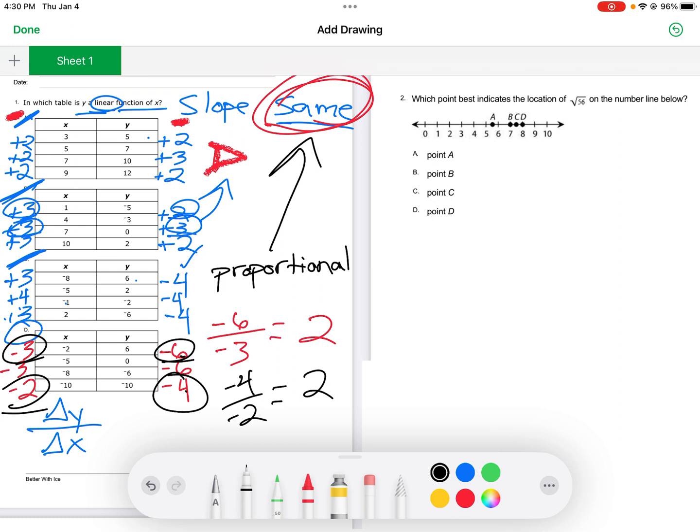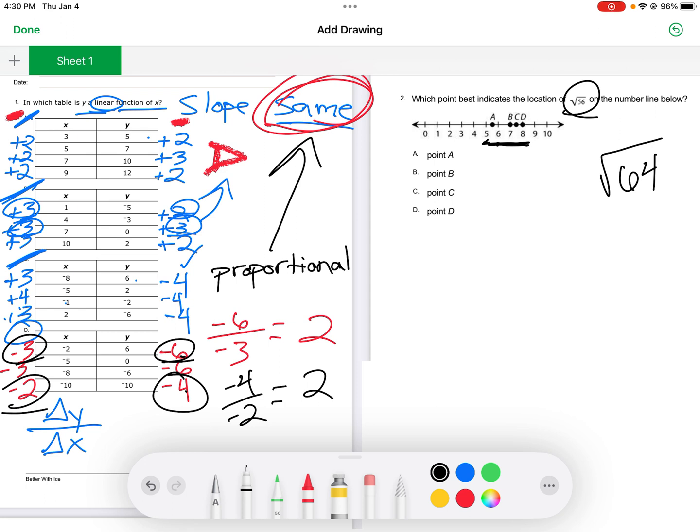And here is number 2. Which point best indicates the location of the square root of 56 on the number line below? Well, 56 is not a perfect square, but we can kind of let our choices guide us here. So we're going in between 5 and 8. So we know that the perfect square, or 8 squared, is 64.